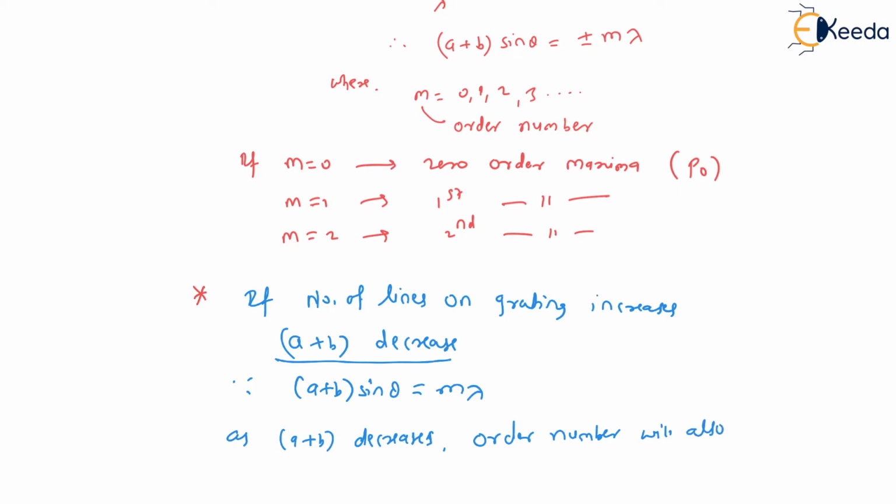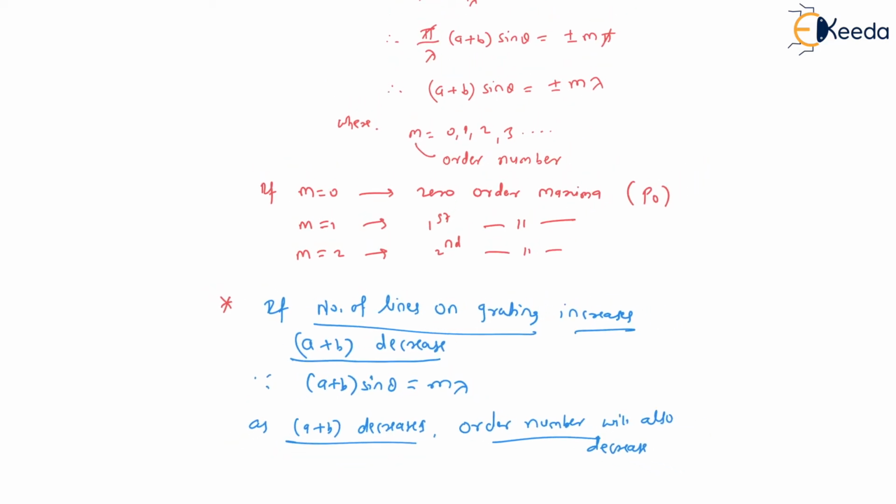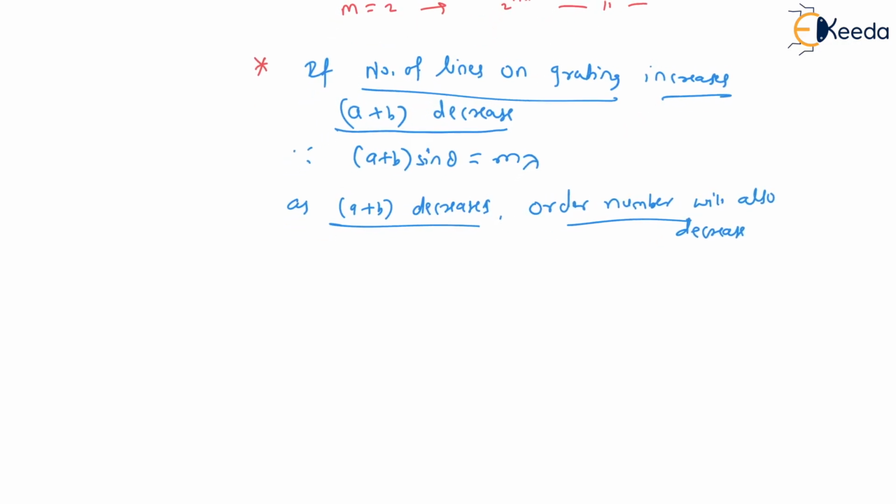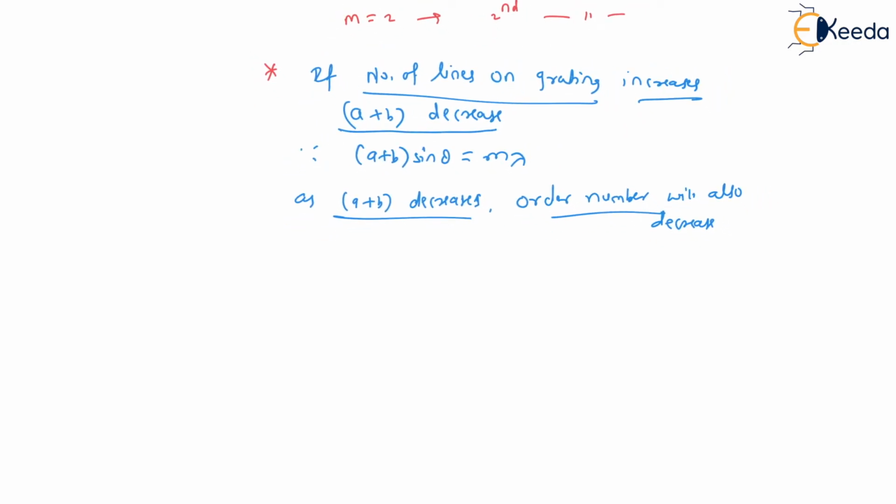Will also decrease. So always remember these two: if the number of lines increases, the value of a plus b, which we also call the grating element, will decrease, and ultimately the order number will also decrease. So now this is all about the principal maxima. Now we will focus on minima.